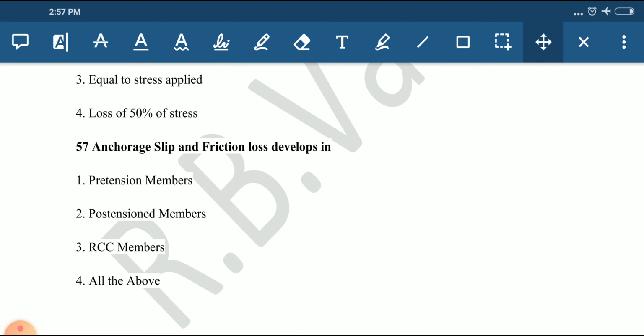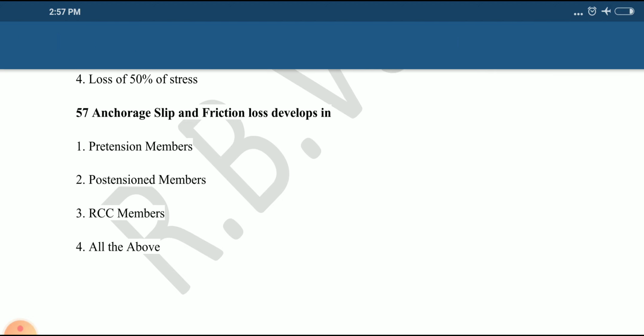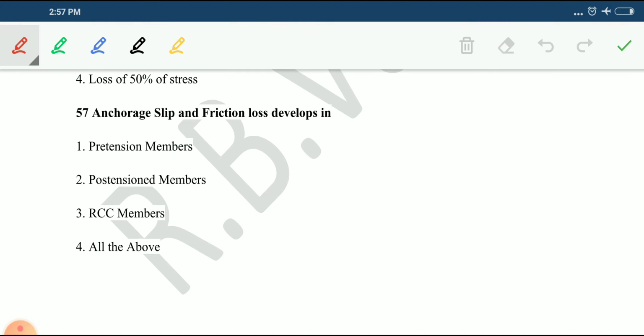Anchorage slip and friction loss developing. Definitely anchorage, where will it be provided? Anchorage slips and friction loss will develop in post-tension members. It will not come in pre-tension. The answer for this one will be the second option, that is the correct answer. Next.